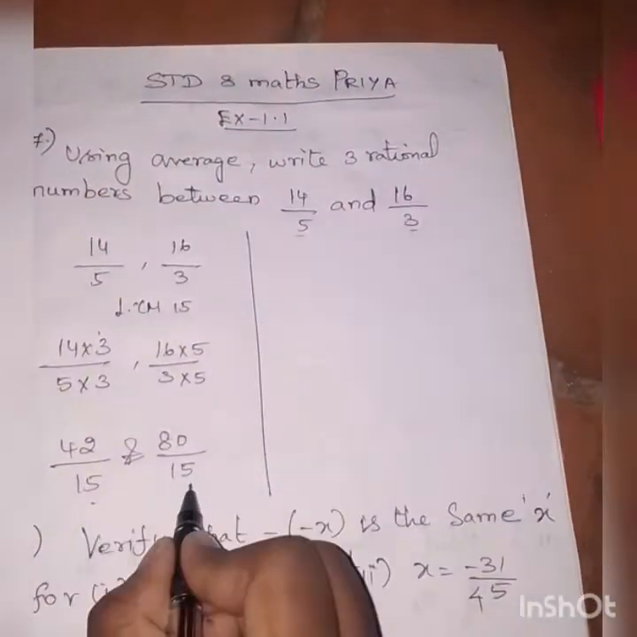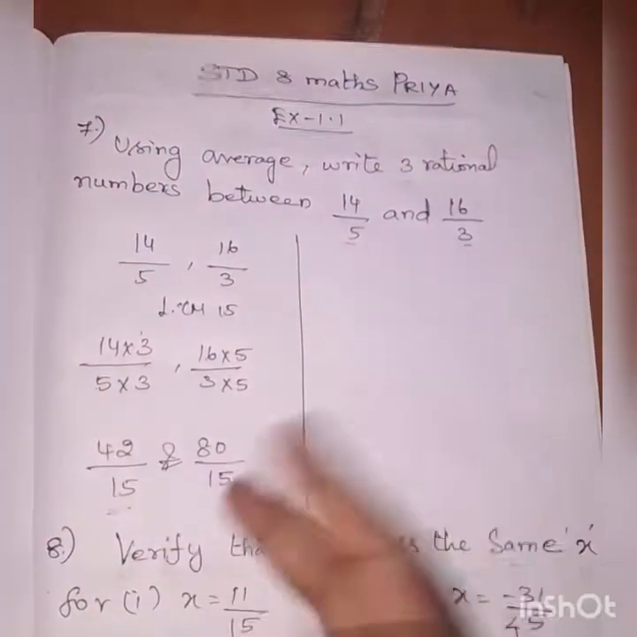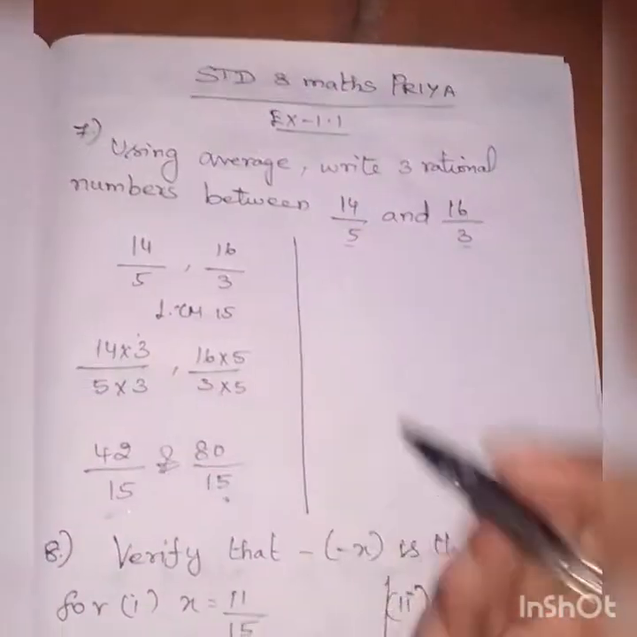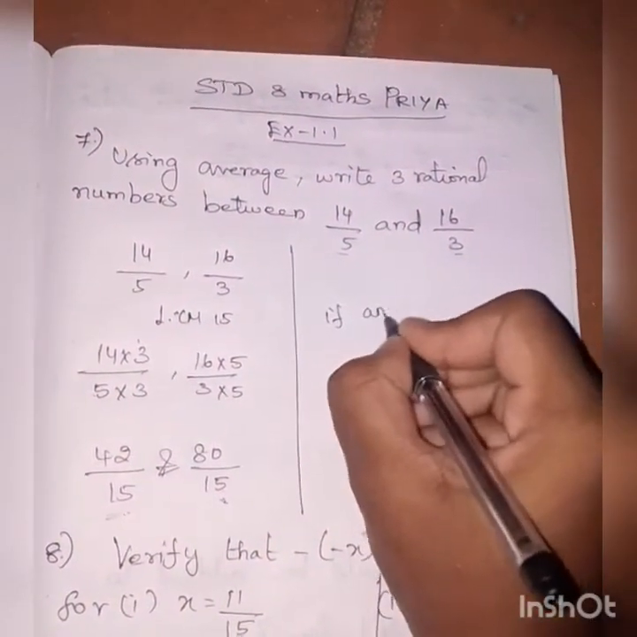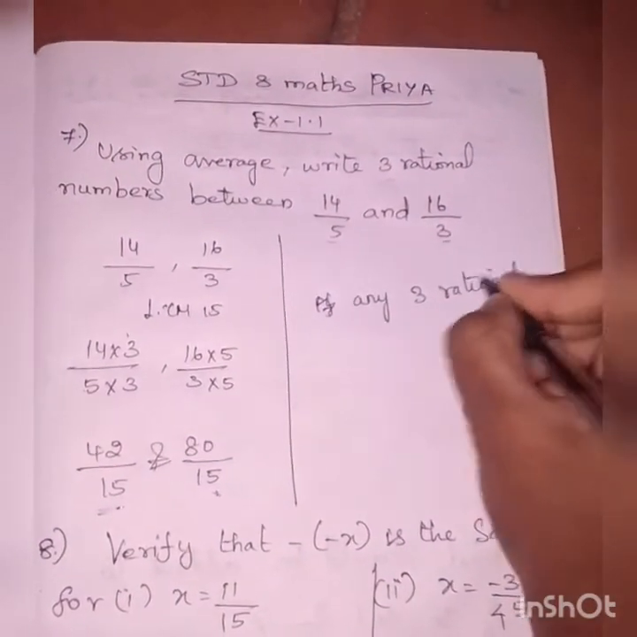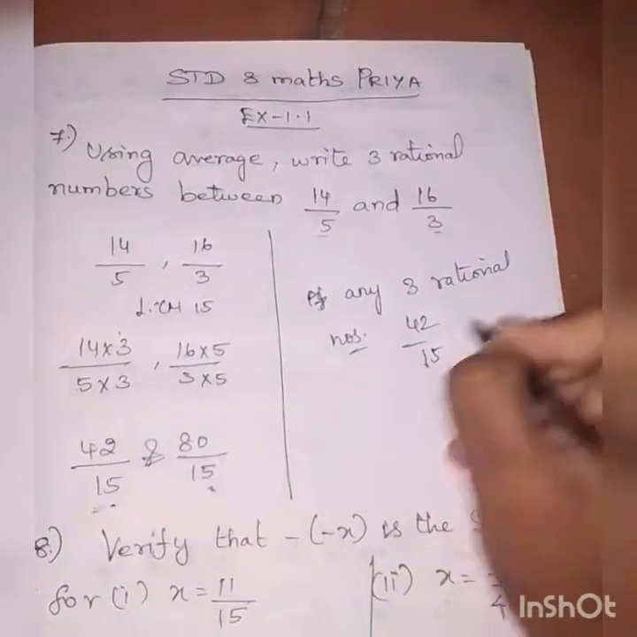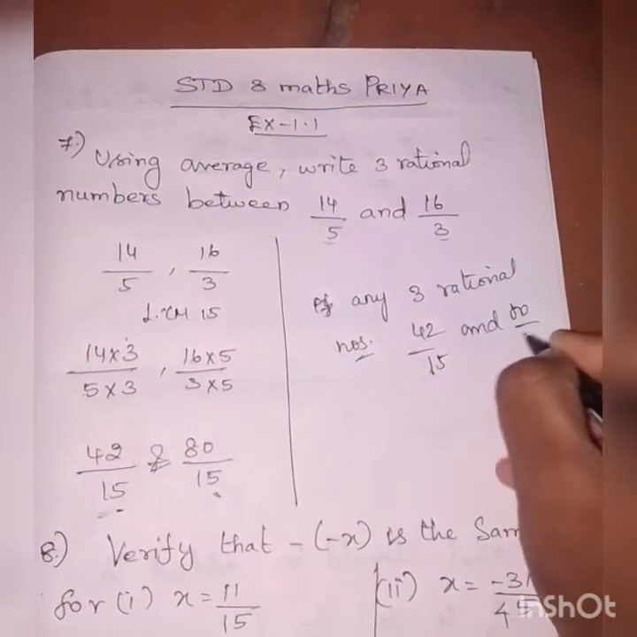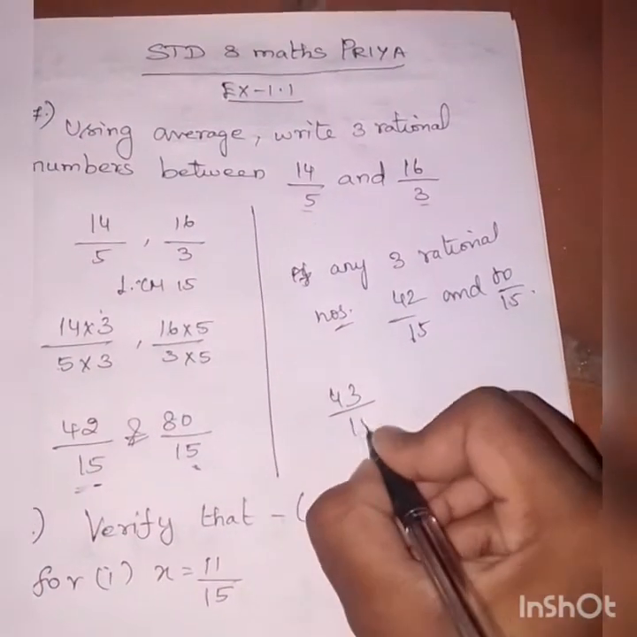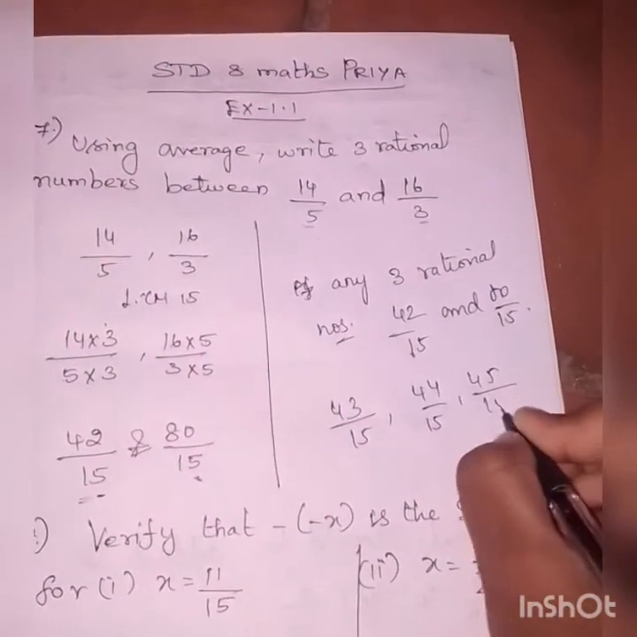So now the denominators are the same, isn't it? So now we can write any three rational numbers between 42 and 80 over 15. So what shall we write? Any three: 43 by 15, 44 by 15, 45 by 15.